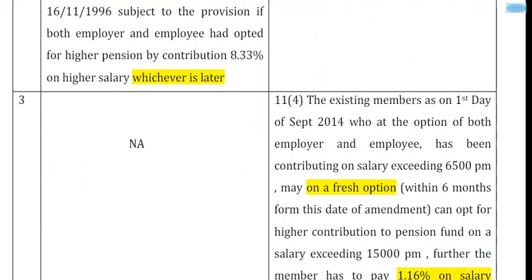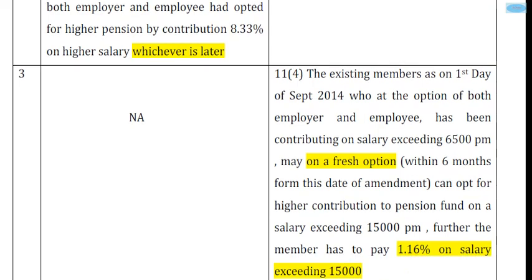What was the clause? Para 11, subclause 4. The existing members as on the first day of September, who at the option of both employer and employee have been contributing on a salary exceeding 6,500, may on a fresh option within 6 months from the date of the amendment opt for a higher contribution to the pension fund on a salary exceeding 15,000 rupees, and also contribute 1.16% on salary exceeding 15,000 rupees.